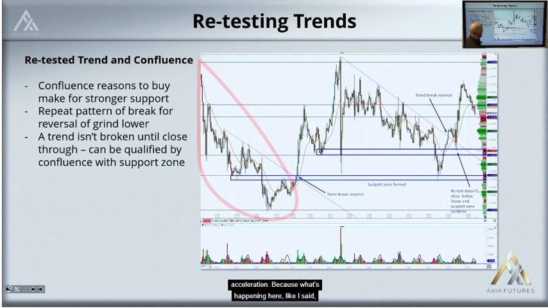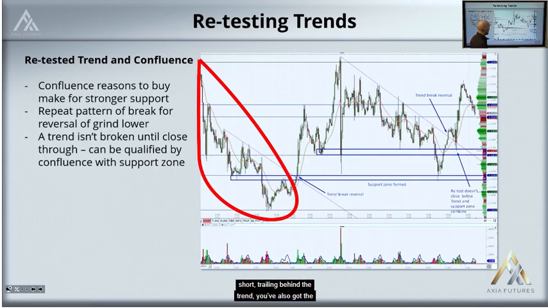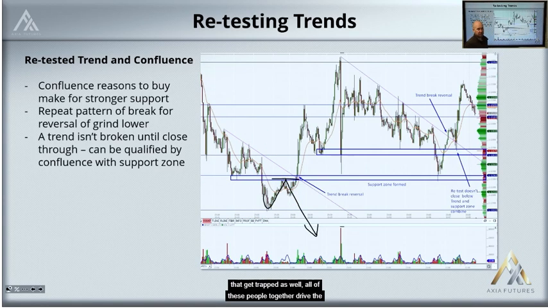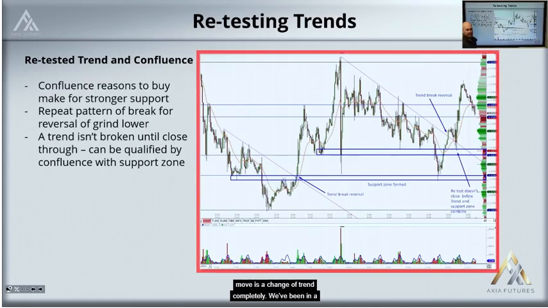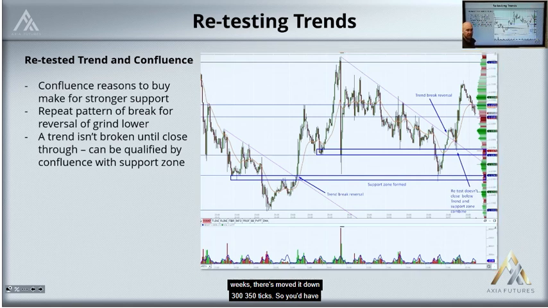Because what's happening here, like I said before, you get the shorts who are short because of the trend, or short trailing behind the trend. You've also got the shorts who are selling on the retest looking for that move that get trapped as well. All of these people together drive the market higher. Now, following this, we get a similar situation, but with a slightly different dynamic, where this move is a change of trend completely. We've been in a steady downward sloping move in the euro for maybe 2-3 weeks that has moved it down 300, 350 ticks. So you get a pretty strong progression down and now a turn.